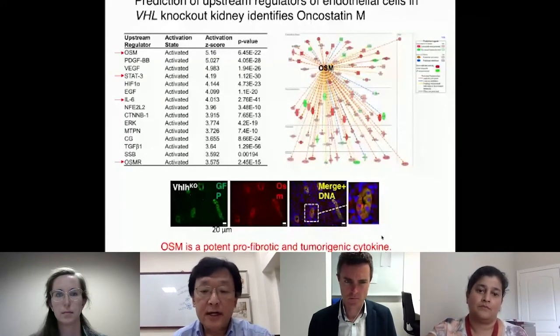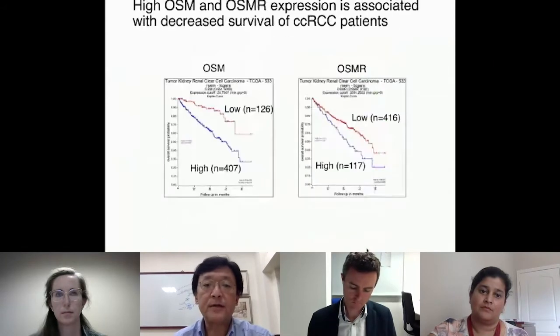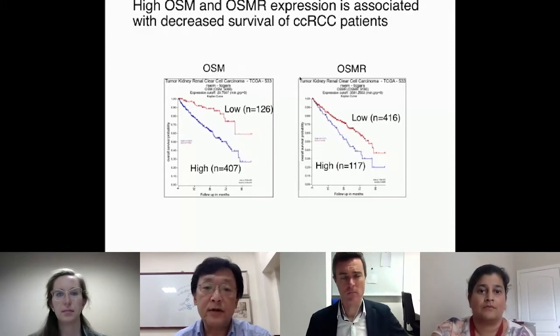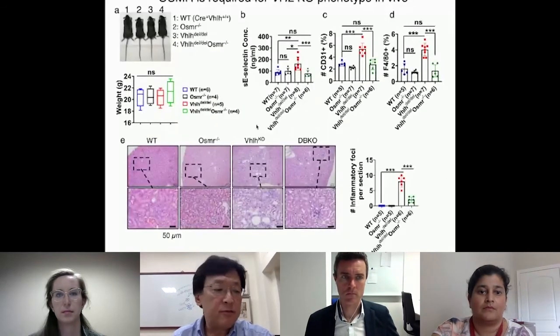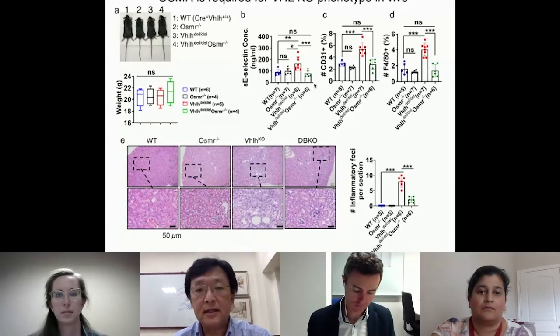Oncostatin M is an IL-6 family cytokine. It's a very potent pro-fibrotic and tumorigenic cytokine. And in human settings, high expression of OSM and OSMR is associated with decreased survival. So to make a long story short, when we combine the conditional VHL knockout with the oncostatin M receptor knockout, all the indices are reduced.